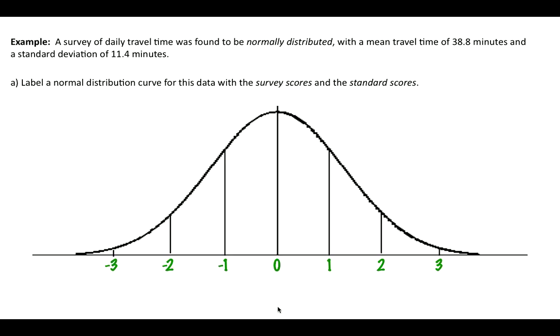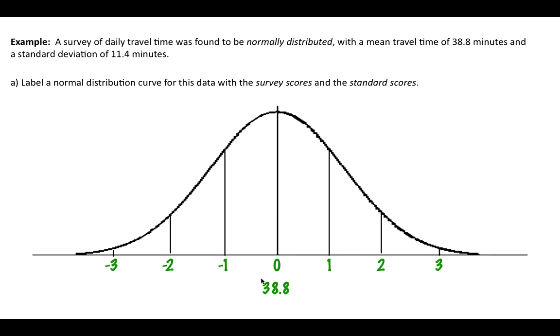What we can do now is underneath that, we can add in our survey scores. So the 0 means no standard deviations away from the mean, which is the mean. And we know our mean is 38.8 minutes. So we can take this 38.8 and just put it right here. So a standard score of 0 or a z-score of 0 corresponds to the mean. So it is our mean.